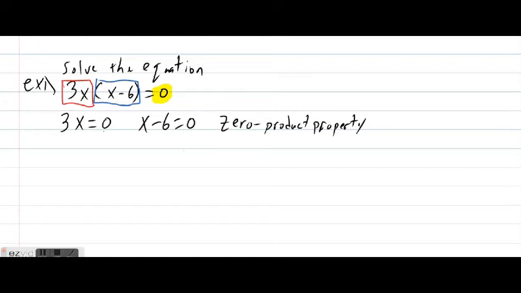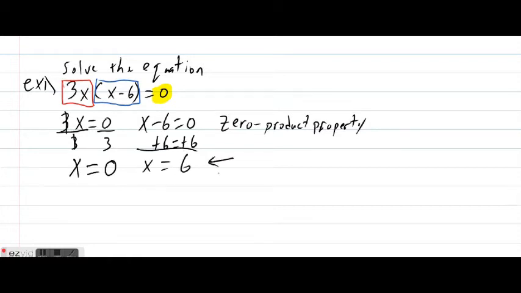So 3x equals 0. That means 3 times x equals 0. How do we undo it? We divide both sides by 3. 3x divided by 3, the 3's cancel. I'm left with 1x. 0 divided by 3 just gives me 0. In this case, x minus 6. How do we undo subtraction? We have to add 6 to both sides. So then I'm left with x is equal to positive 6.